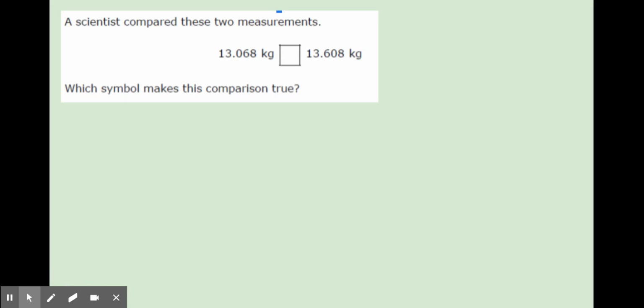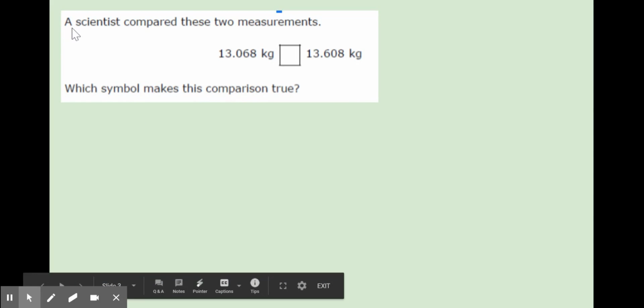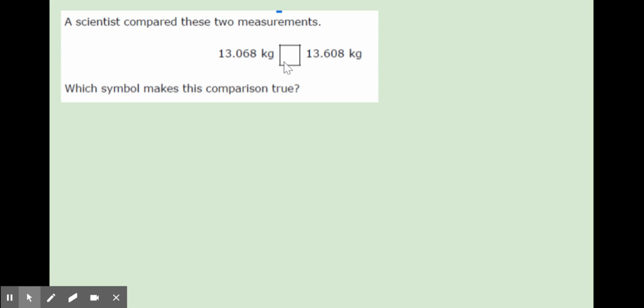Now let's do another practice problem of using our stacking strategy method to compare two decimal numbers. So a scientist compared these two measurements, 13 and 68 thousandths kilograms and 13 and 608 thousandths kilograms. Which symbol makes this comparison true? So we're going to compare these two numbers.